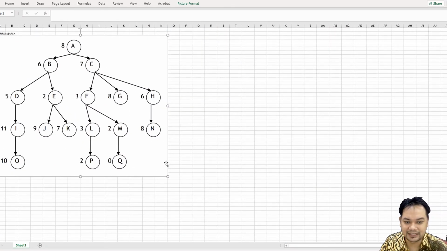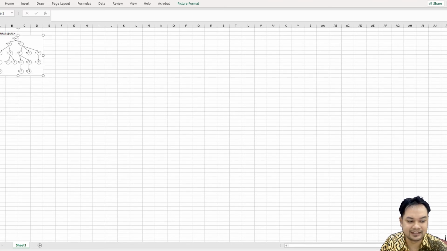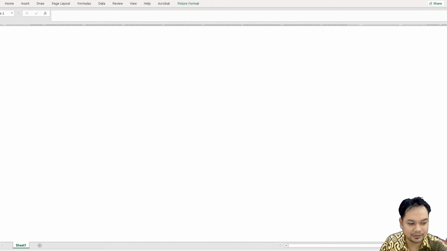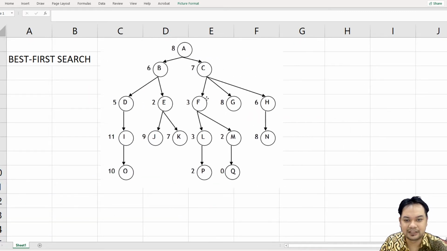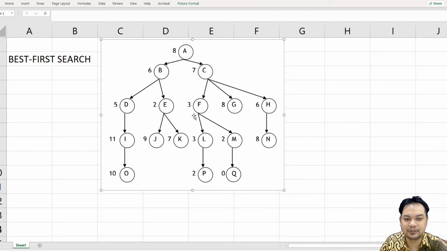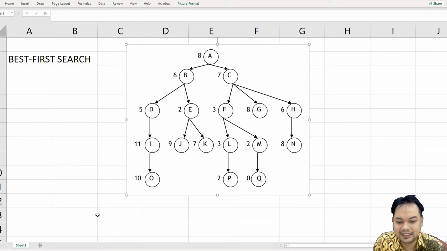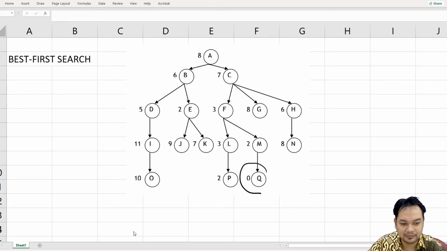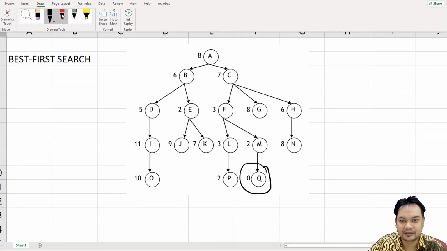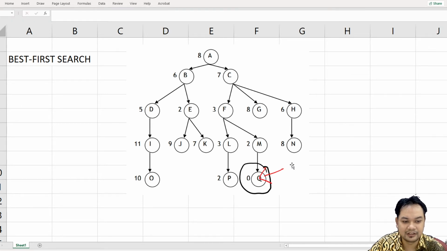The number is important because the number determines the priority or the cost, which is important to arrange the queue. The lower number will be given higher priority. So in this question, Q is the goal. I will mark the Q. Okay, Q would be the goal.